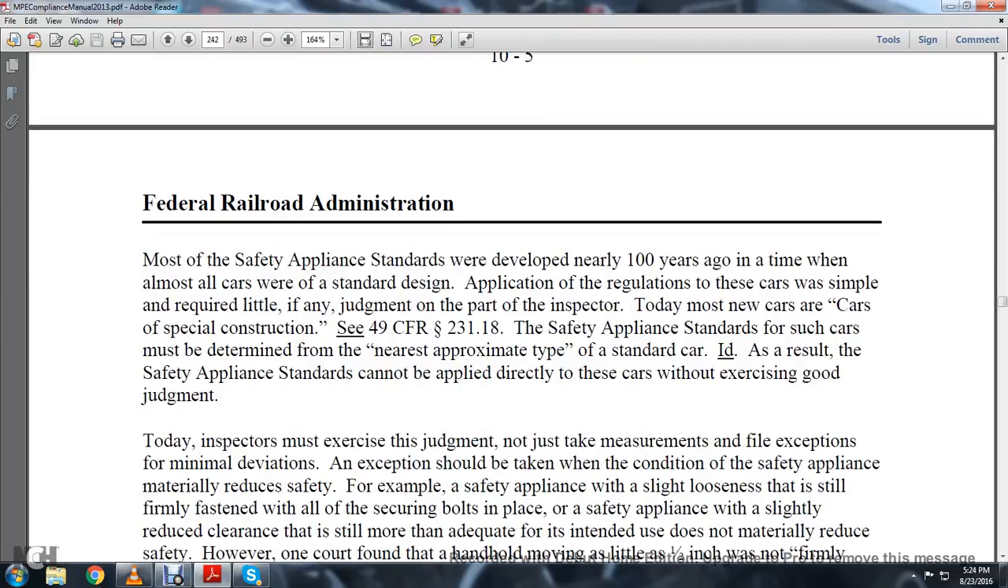Most of the safety appliance standards were developed nearly 100 years ago, in a time when almost all cars were of standard design. Application of the regulations to these cars was simple and required little, if any, judgment on the part of the inspector. Today, most new cars are of special construction. See Title 49 CFR 231.18. Safety appliance standards for such cars must be determined from the nearest approximate type of standard car. As a result, the safety appliance standards cannot be applied directly to the car without exercising good judgment.